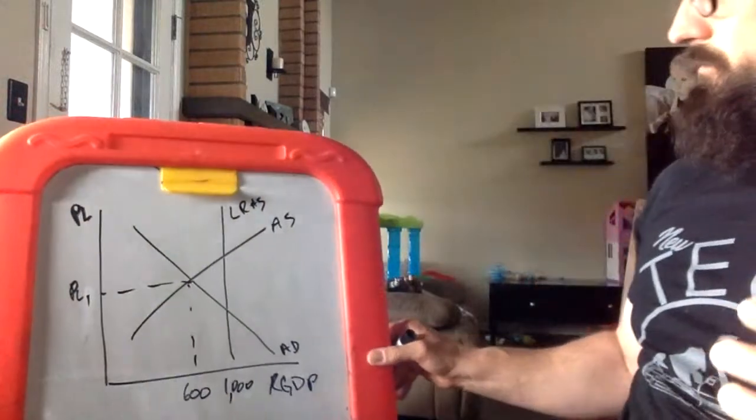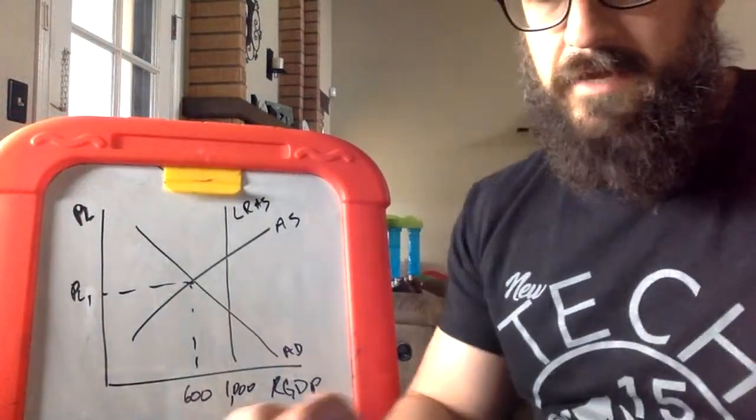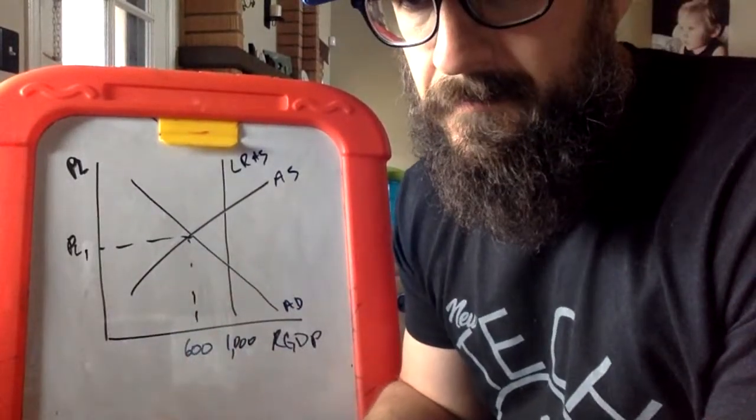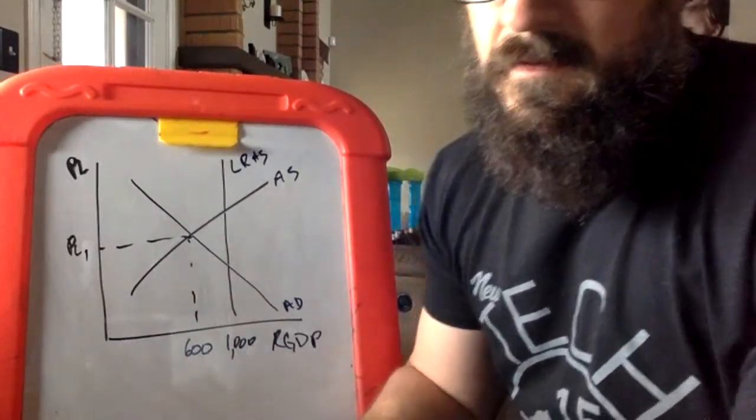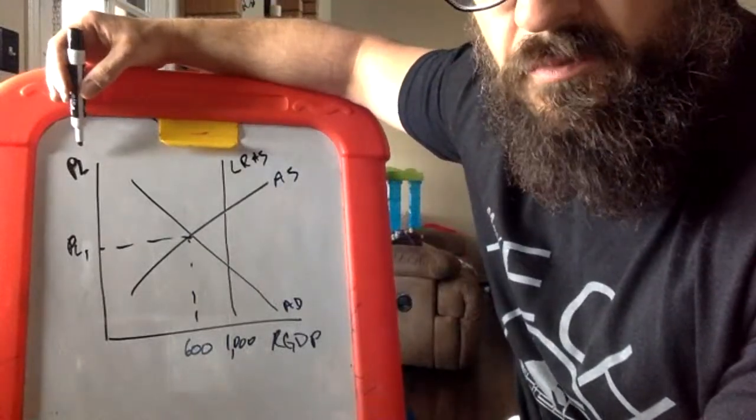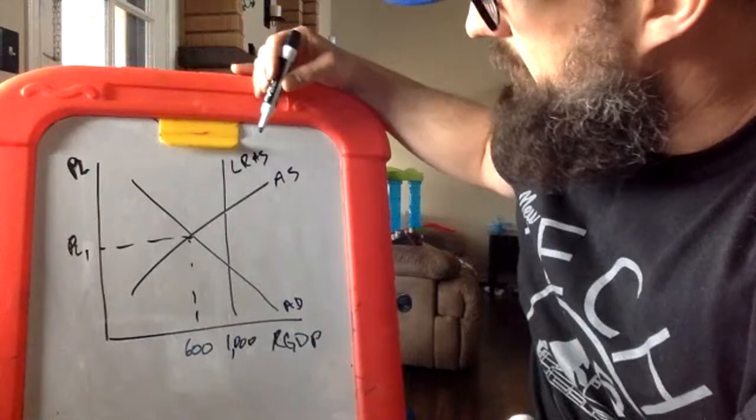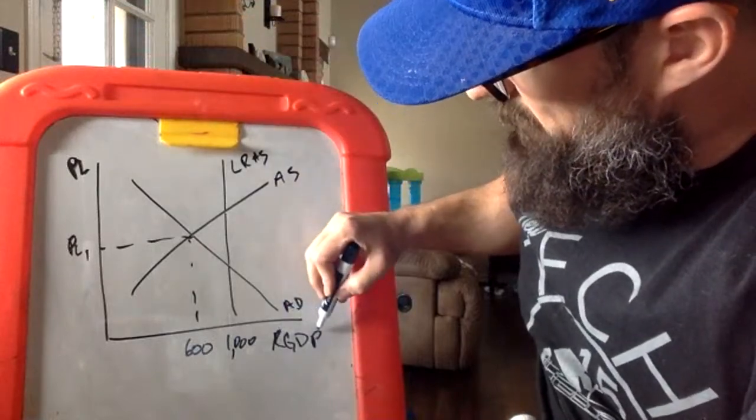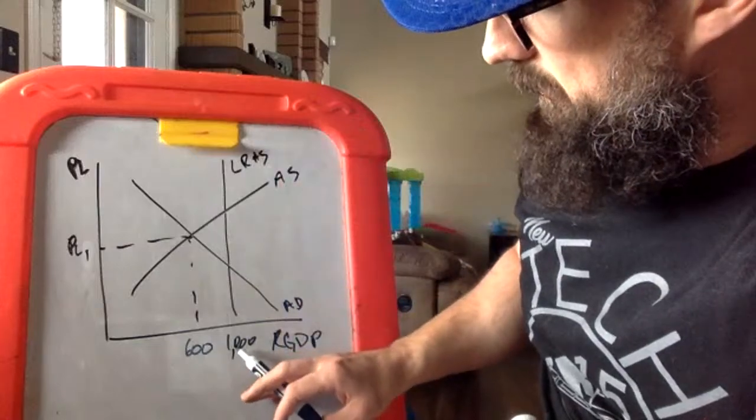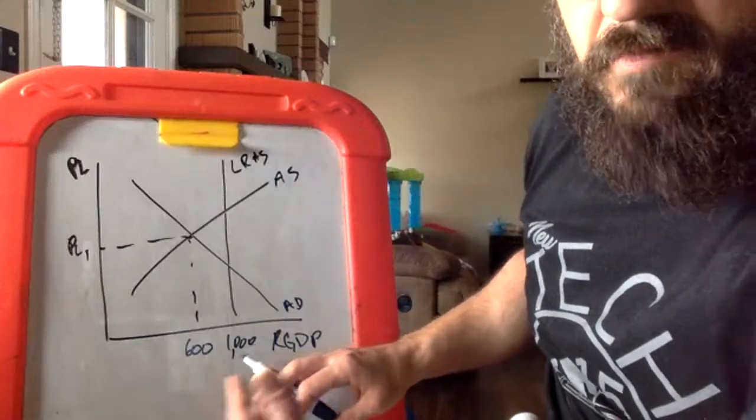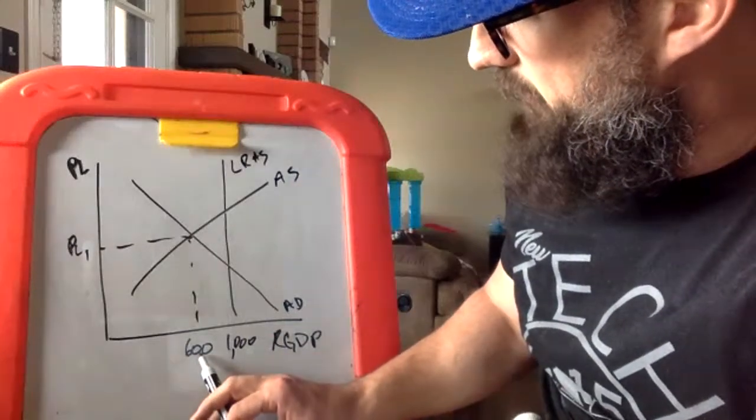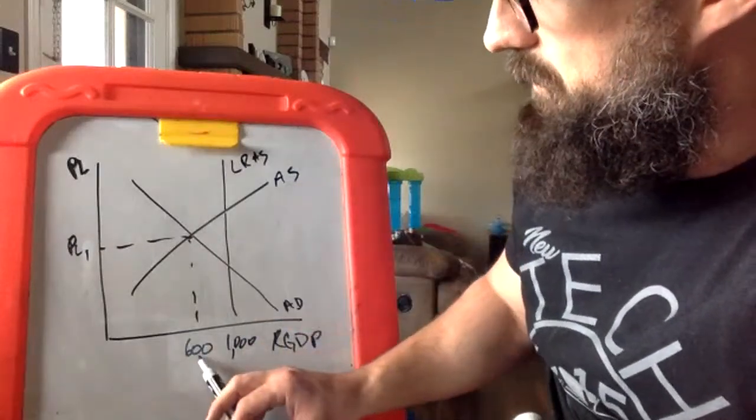Okay, so what you should have here is, on the vertical axis, real price level. On the horizontal axis, you're going to have real GDP. You'll have your long run aggregate supply. I said to set that at 1,000 billion. This is set in billions. And then your intersection point of your AD-AS is going to be at 600 billion.